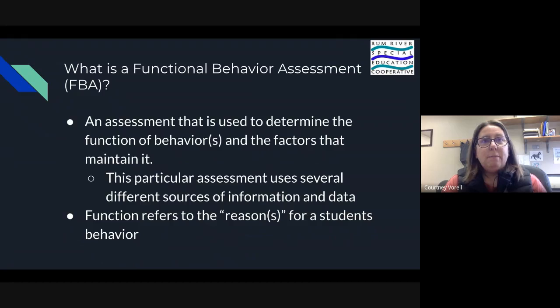And we're going to do that by looking at several different sources of information and data. And we're going to, in our talk right now, look a little bit at what is a function. It basically is the reason for a student's behavior. Anytime we act or behave, there's some reason for it, right?